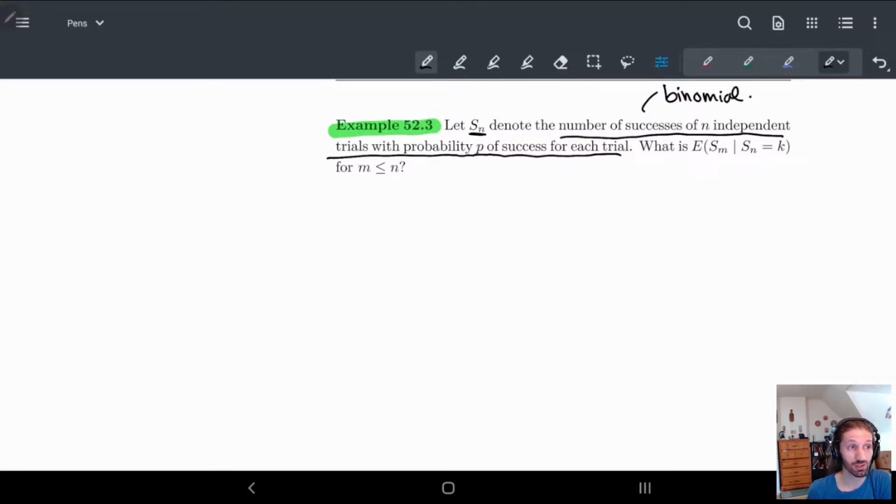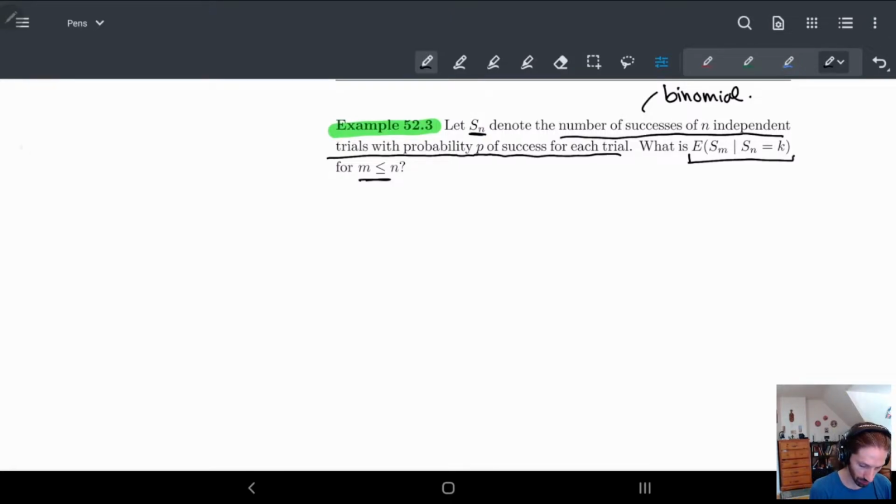Right? Binomial distribution. Independent trials, probability p for each one, and we have n of them. What we're asking is, what is the expected value of Sm given that there's k in n of them? And here we're going to have m be less than or equal to n. So this might seem weird at first, but basically what this is saying is I've done n trials, and I know that k of them were successful.